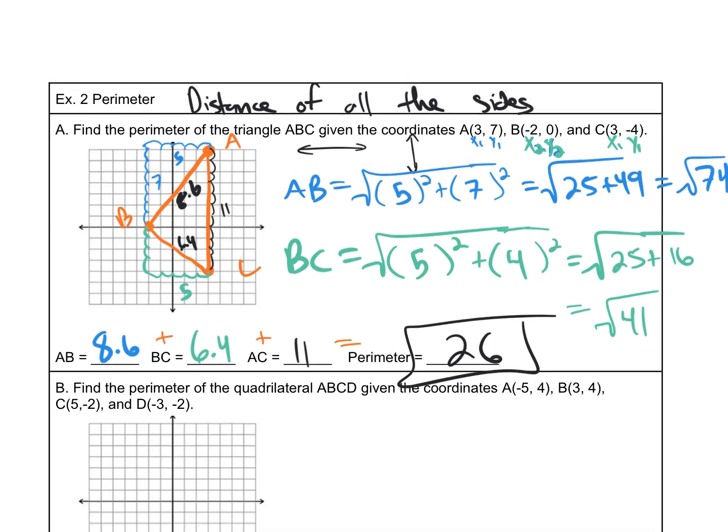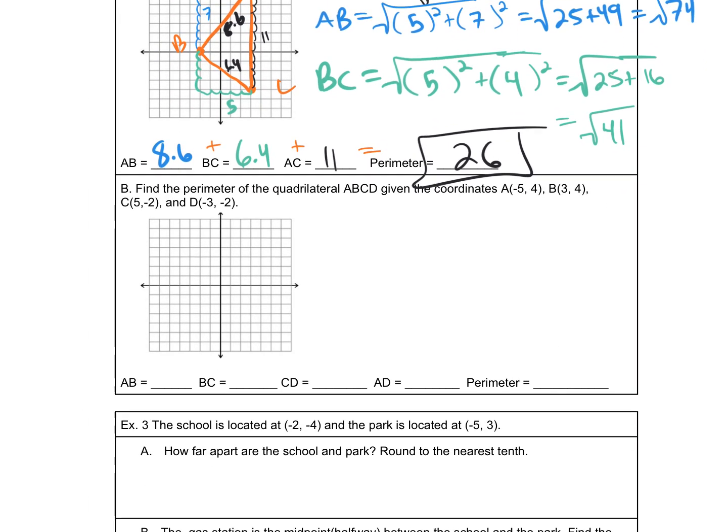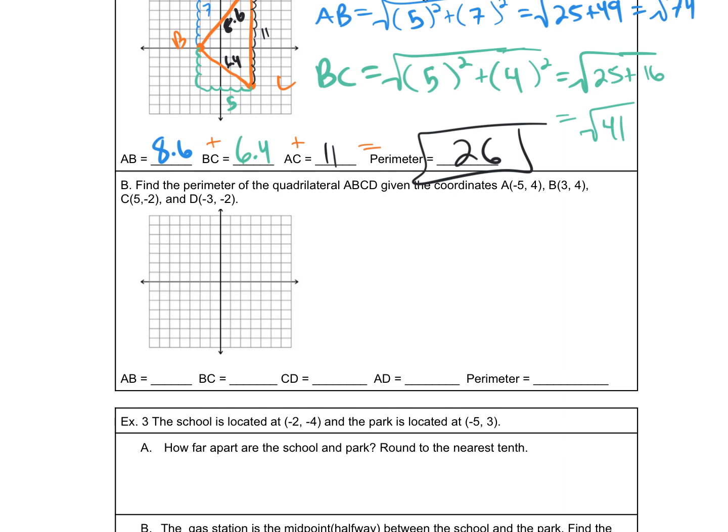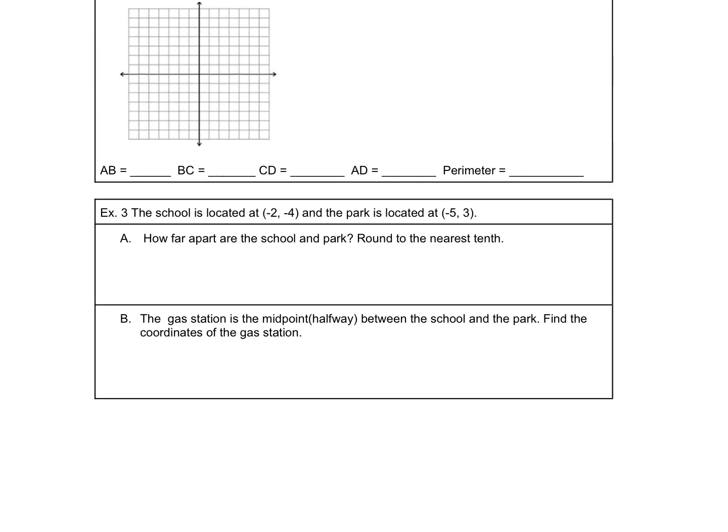So down here, same type of problem on example 2b. This time they're just asking you to find the perimeter of this quadrilateral, which just means you have 4 sides. So in this case, you would want to do it for all 4 sides. Like I said, if you have any vertical or horizontal sides, remember those spaces can just be counted to get you the distance there. So we're going to look here at example 3 now.